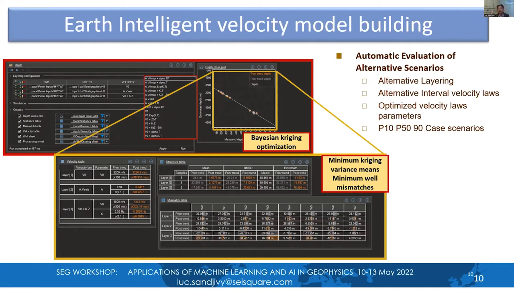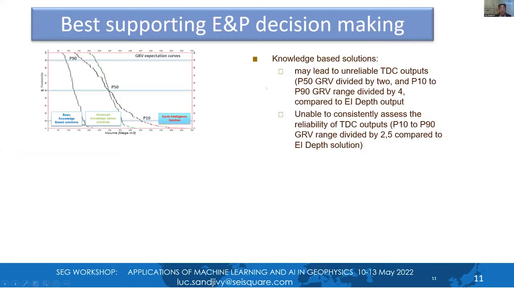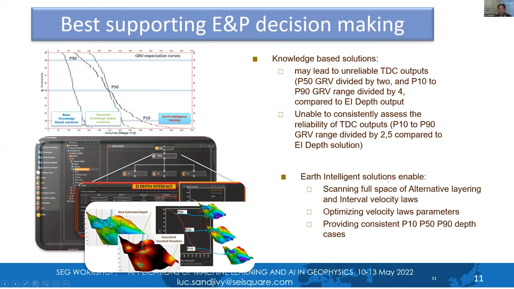So this scenario enables you to test alternative scenarios and to justify your choice of parameters when you have to support decision-making on this case. If you don't have access to sonic, you may be completely out of the game. Maybe you've got access to sonic logs and VSP, and you may get, this is a volumetric curve, a reasonable P50, but you are unable to correctly anticipate P90 and P10. If you use geostatistics and the Earth Intelligence solution, you will get the full realistic expectation curve. The solution enables you to scan the full space of alternative layering and interval velocity laws, to optimize velocity law parameters, and to provide consistent P10, P50, P90 depth cases.